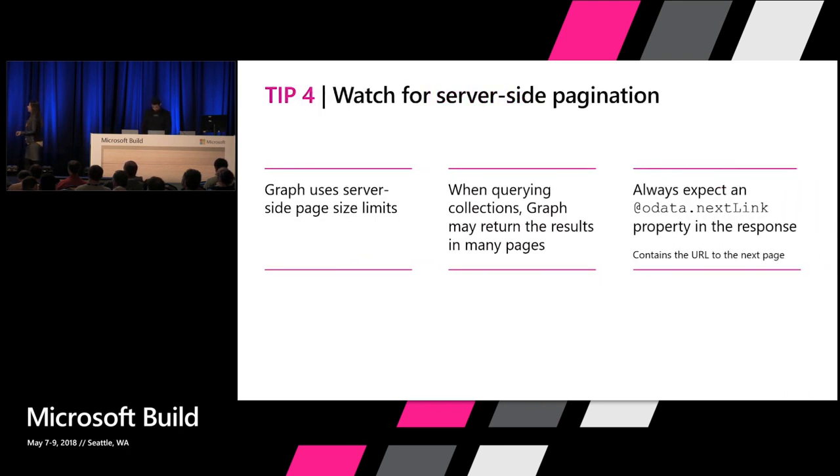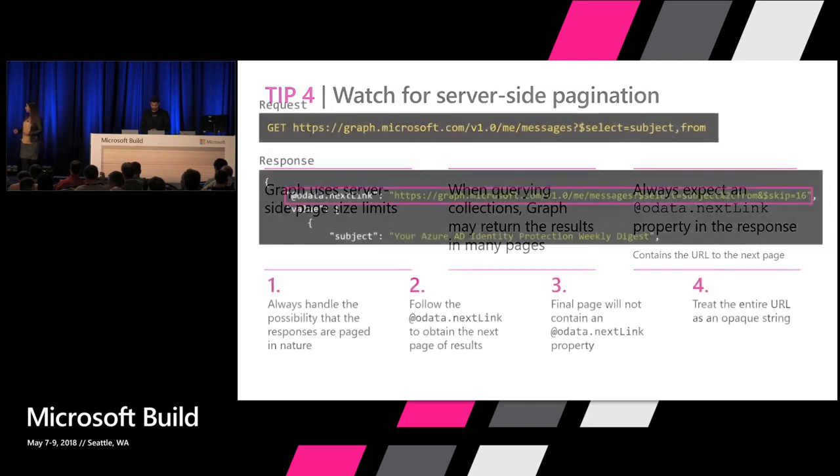OK, tip number 4, server-side pagination. Microsoft Graph does server-side pagination. If you make a request to a particular collection and you only see a result of 20, like if you call users and you get 20 users back, it doesn't mean that 20 is the total number of users in your organization. It means that was the size of the page Microsoft Graph returned to you. And then we use next links to give you the next page of your request.